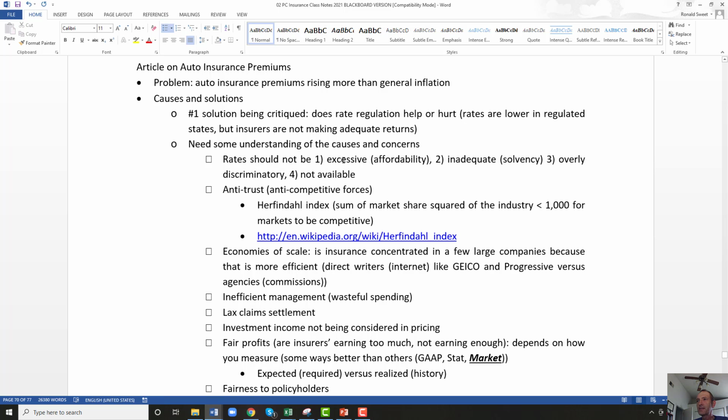Rates cannot be excessive, so they need to be affordable. They can't be inadequate, so we don't want insurance companies going insolvent. They can't be discriminatory. That was a big part of the use of credit scores. And they can't be not available, so we have to have availability. Availability and affordability are obviously closely tied to each other, although the insurance industry argues that if rates are excessive because the risks are really high, then we simply will stop writing in that market, and then insurance won't be available.